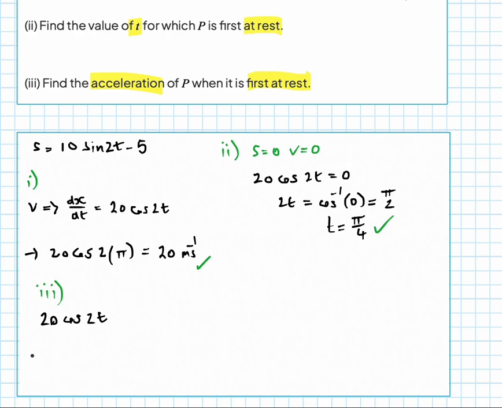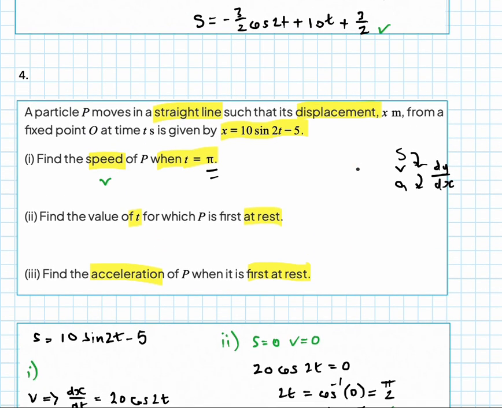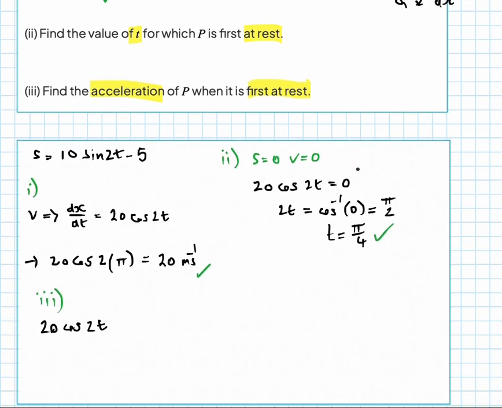So 20 cosine 2t. We'll be using that t, I believe. It doesn't have the word hence, but if you ever see the word hence, H-E-N-C-E, it always indicates we're using something from a previous part of the question. So there we've done that.